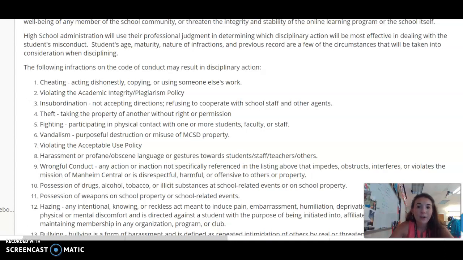not specifically referencing it in the list above that impedes, obstructs, interferes, or violates the mission of Mannheim Central, or is disrespectful, harmful, or offensive to others or property. Possession of drugs, alcohol, tobacco, or illicit substances on school property. Possession of weapons on school property or related events. Hazing.